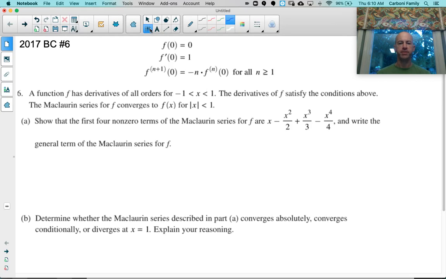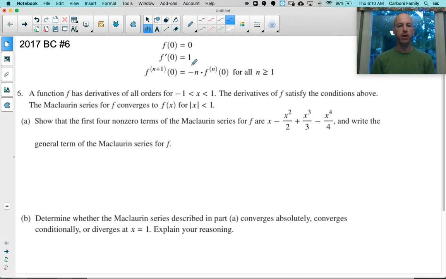Looking at number 6 from the 2017 BC exam. So they give you f of 0, f prime of 0, then a formula for all subsequent derivatives. They do tell you that f is differentiable for all orders for x's between -1 and 1. So they are giving you the radius of convergence, and they tell you again right here when absolute x is less than 1.